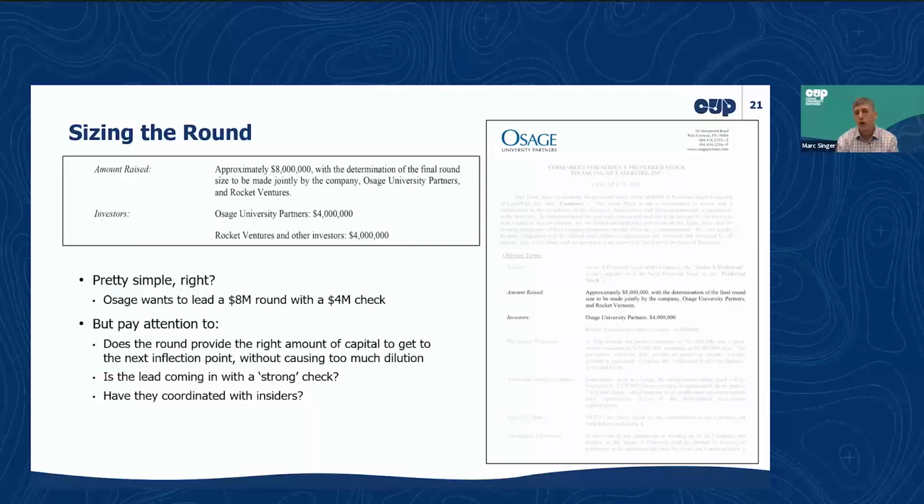And then the question is like, who else is investing? Sometimes in some rounds, it's just the lead investor and then the existing investors. Sometimes you'll bring in other new investors. In life science companies, you almost always bring in multiple other new investors at the same time alongside a lead investor. So the sizing will lay all of that out.